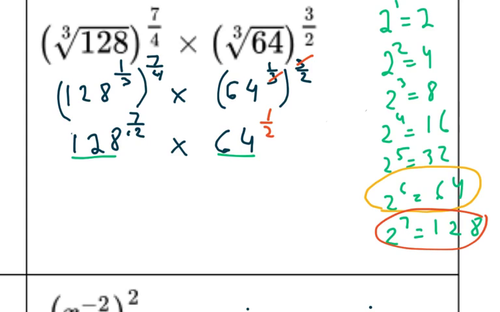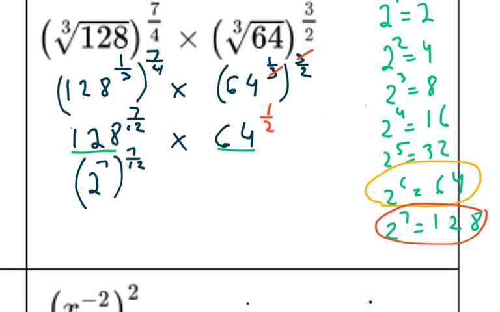So now instead of 128, I'm going to use 2 to the seventh, and it's raised to the power of 7 over 12. Now next, 64, I'm switching to be 2 to the power of 6. Once again, power 1 over 2 stays.